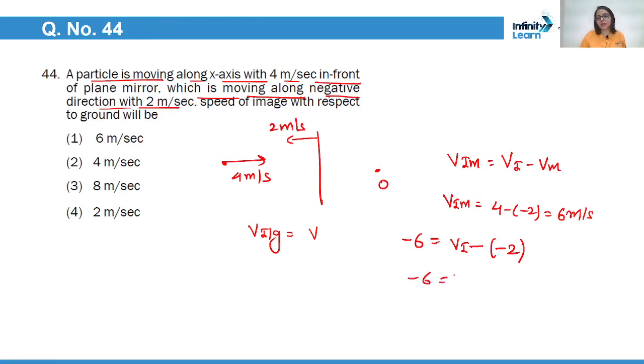So minus 6 is equal to Vi plus 2, and Vi will be minus 8 meters per second. So over here, it should be option 3.